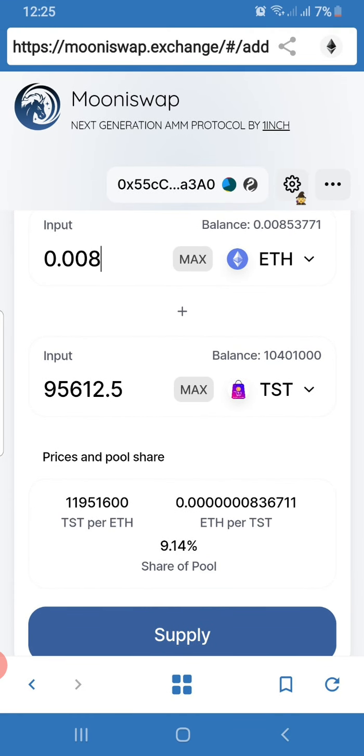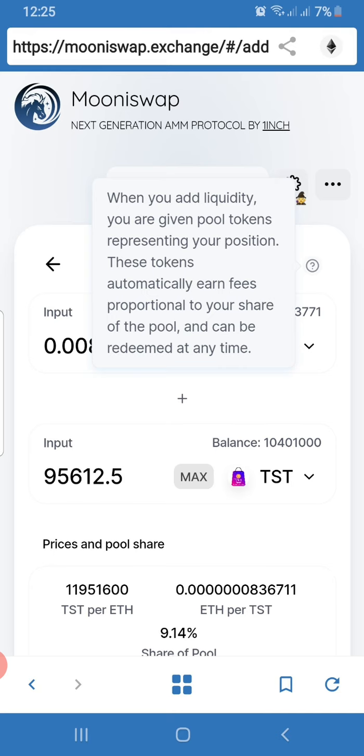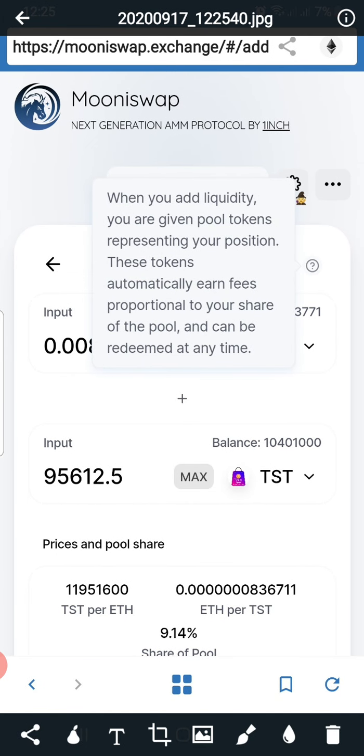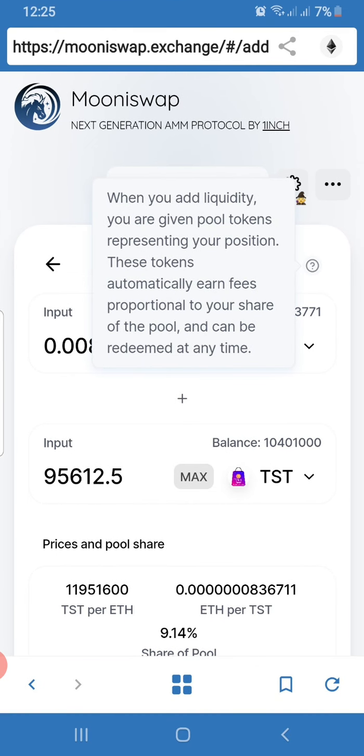Now let's talk about removing liquidity. Let's read this right up here. It says when you add liquidity, you are given pool tokens representing your position. These tokens automatically earn fees proportional to your share of the pool and can be redeemed at any time. So this is what I said before: if you provide liquidity, you'll be given pool share tokens, which are Mooniswap tokens. Then when you want to withdraw, you can decide to redeem at any time.